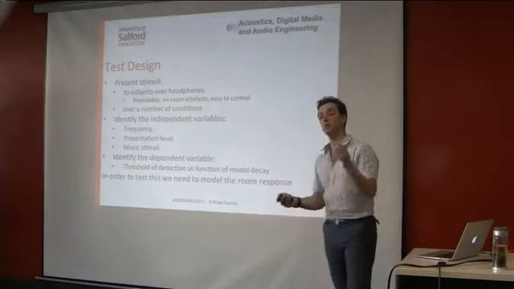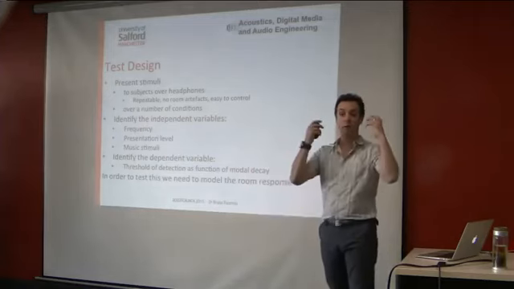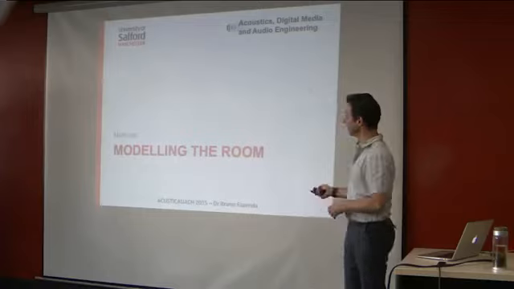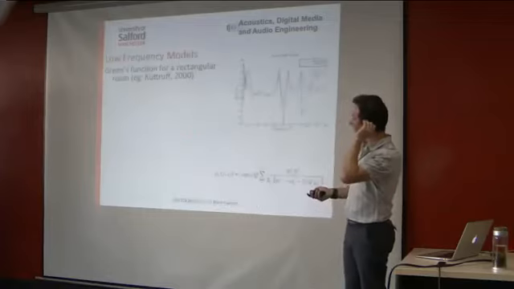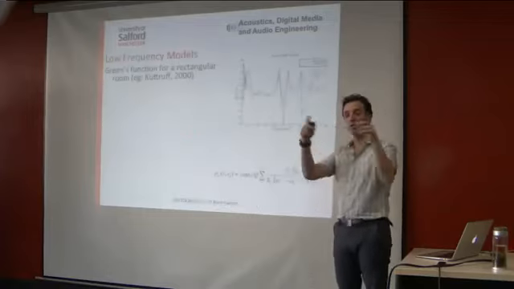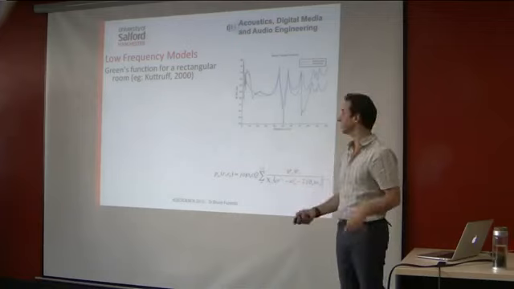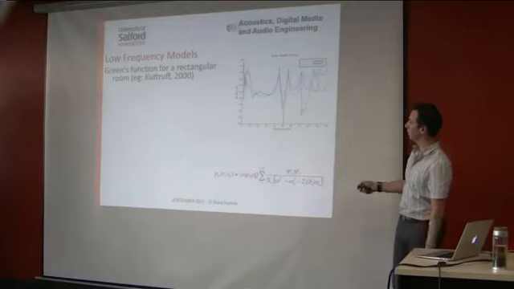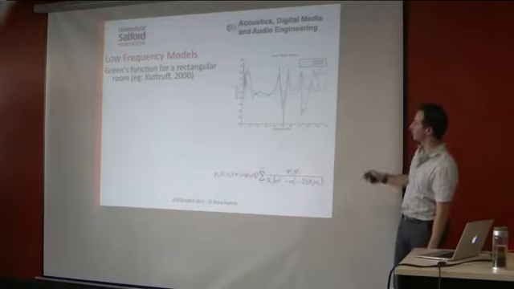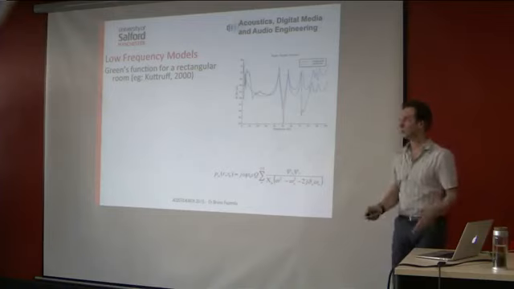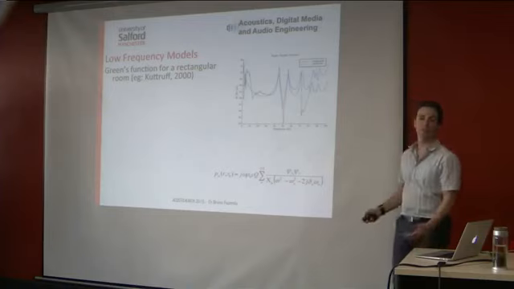Now, in most cases, what we do is we model the response and we present it over headphones. Okay? So how do we model the room? Well, in this case, because we can look at a very simple rectangular room, we can just use an analytical model of a rectangular room, which is called the Green's function, which basically gives us the response according to some parameters of the room, its size, the amount of absorption, where the source and the receiver are, and so on.